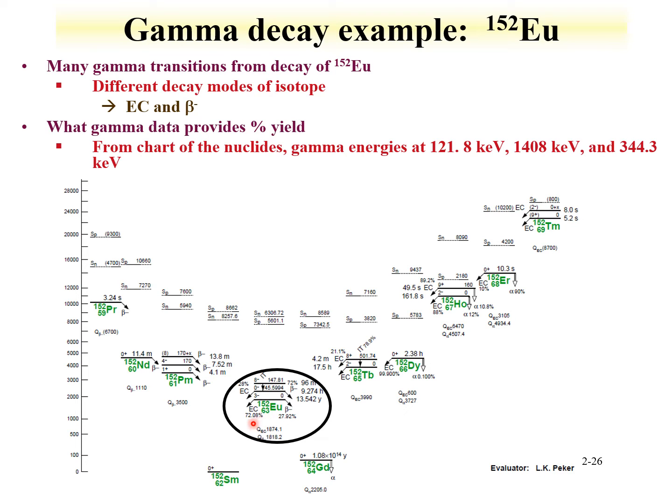So as an example, let's try to figure out what are the major gammas that would be expected from the decay of europium-152, and then the percentage of those times those gammas are going to occur for each decay. And if you go to the chart of the nuclides, you'll see that there's 3 gammas that are listed for europium-152 decay. They're shown here, the 121, 1400, and 340 keVs for the decay of europium-152.